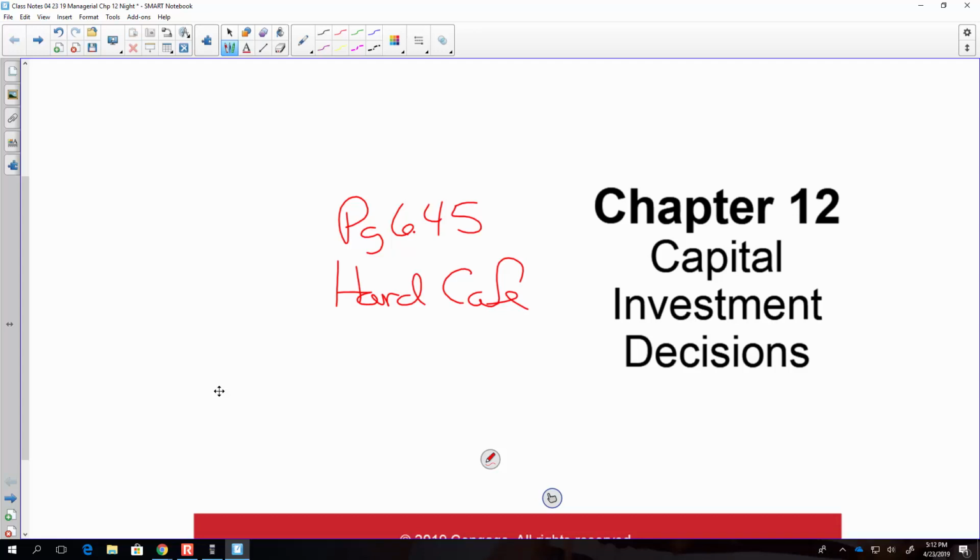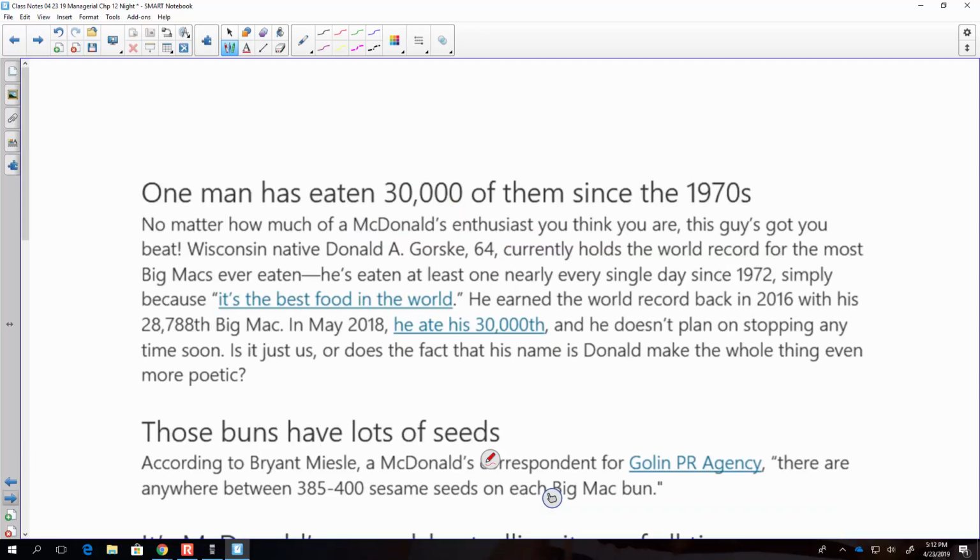I also did something, just some little tidbit stuff. If you're looking for a goal for yourself, here's a guy that for 30, 40 years has eaten 30,000 Big Macs. He's 64 and he's still alive. So I just wanted to mention that, just some tidbit information on McDonald's.